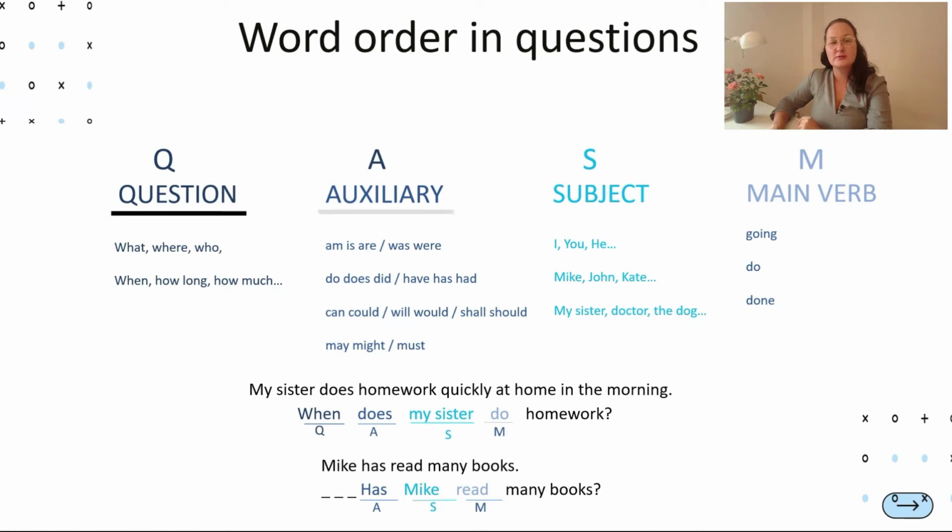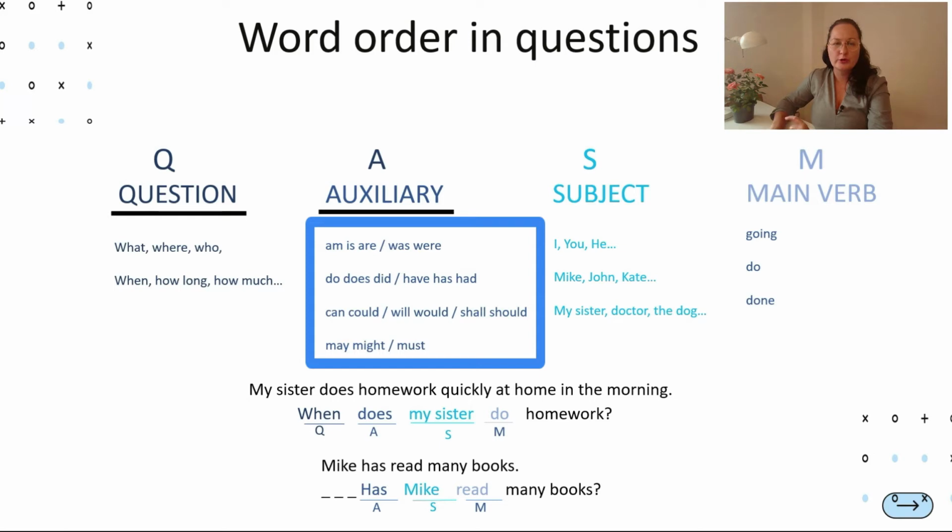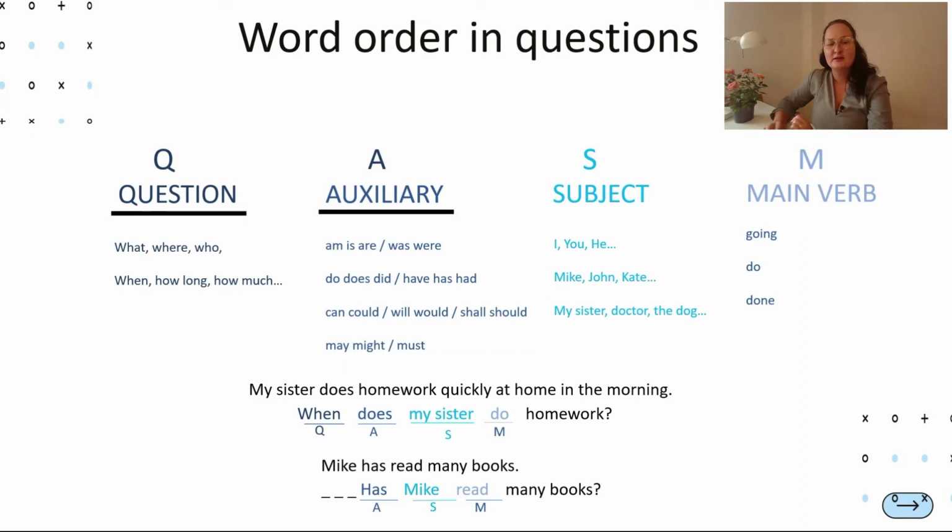Then A stands for auxiliary verbs, the verbs that help build different tenses in the English language, like am, is, are, was, were, do, does, did, have, has, had, can, could, will, would, shall, should, may, might, must. You can see the last 2 lines here: can, could, will, would, shall, should, may, might, and must. They're modal verbs. They're a separate group of verbs, which we will definitely talk about in our next videos, but for now you just need to remember that they are placed in the A position in QUASM.